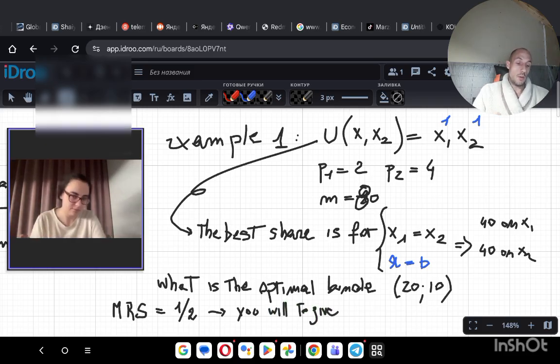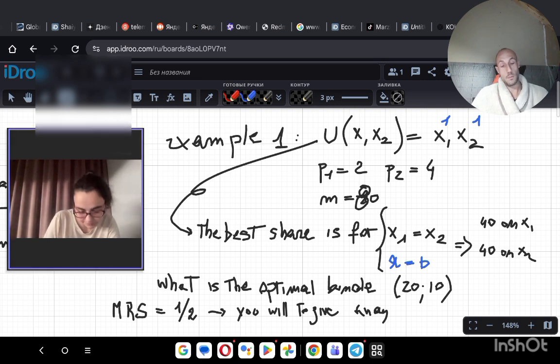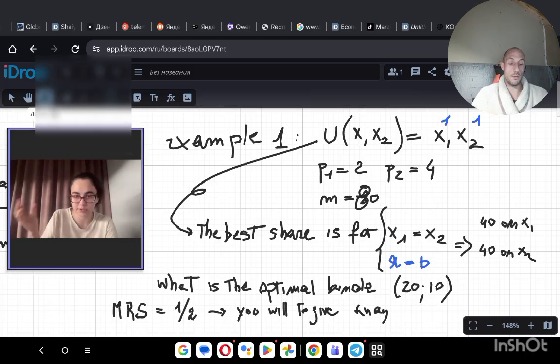You want to give away 2 units of good 1 to have the same unit of good 2. So this marginal rate of substitution is about the trade-off, right? Yes, it is about the trade-off.